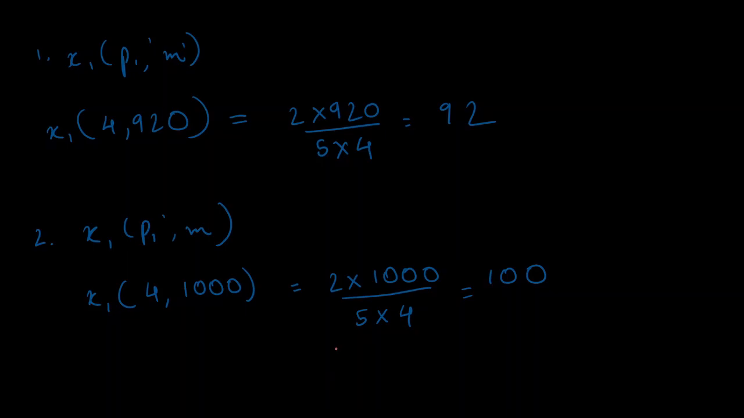Now let's calculate the income effect. This time we'll keep the new price and calculate the change in demand when the adjusted income is changed back to the original. We have already evaluated x1 at P1 dash and income dash, that turned out to be 92. Now we need to evaluate x1 at P1 dash and the original income, which is 1000. So we plug in those values and we get it to be 100 units.